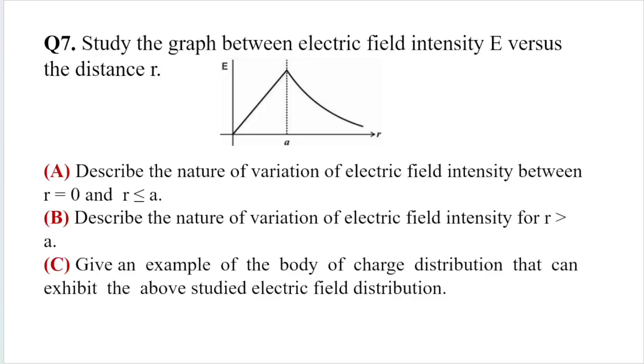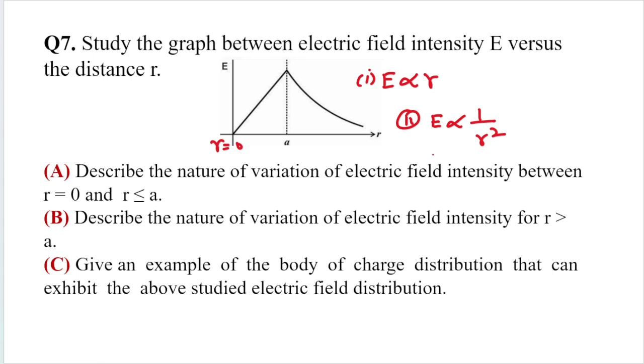Now question number 7. Study the graph between electric field intensity E versus distance R. Describe the nature of variation of electric field intensity between R equal to 0 and R equal to A. In this region the electric field varies directly, so E is directly proportional to R. Outside, describe the nature of variation for R greater than A. In this region, the electric field decreases, so the electric field varies as 1 upon R square.